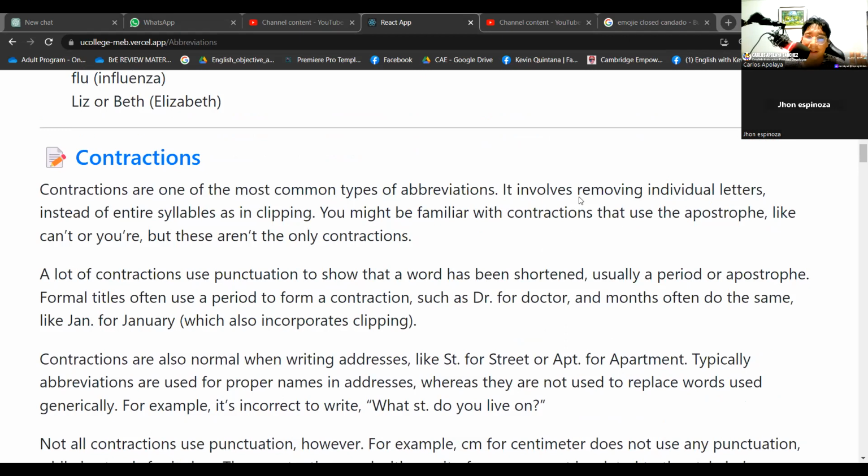Focus on this part. Okay, look at this. You have the word avenue. When you contract the word avenue, you have Ave. You see? So you never say Ave. You say avenue. Even when you write Ave. with a period, you say avenue. You don't say Mr., for example, Mr. Apolaya. You say Mister Apolaya. You see? This is contractions.